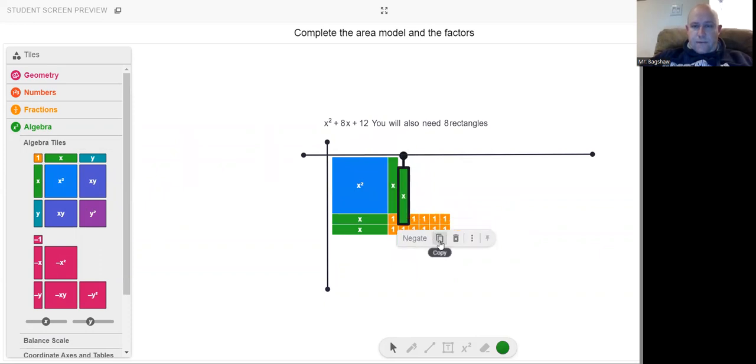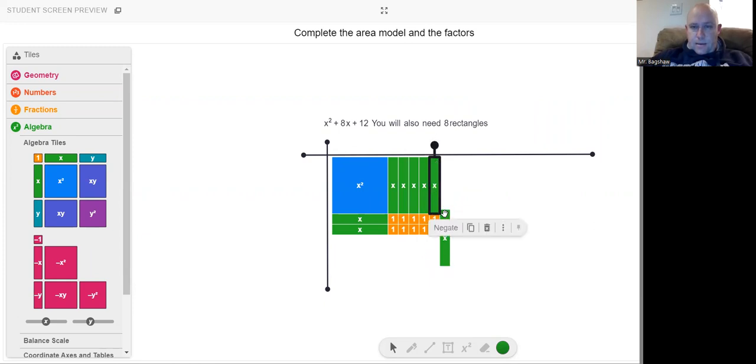And I'm just going to copy a few more because I know that I need 6 to go across the top. And I'm just going to drag them into position. Whoops, that one's a little off. There. And there. And there. And remember the reason we're doing this is because we're trying to find out what these factors are, what would go across the top.